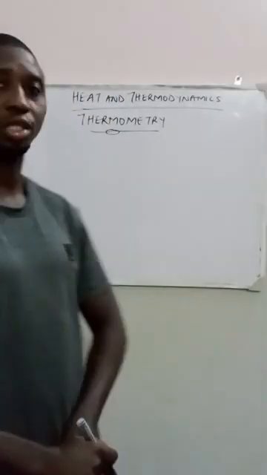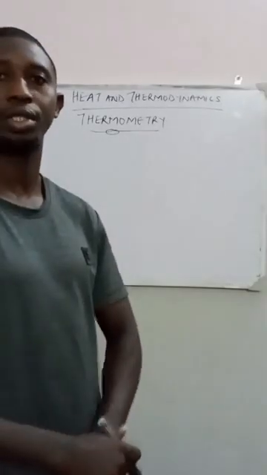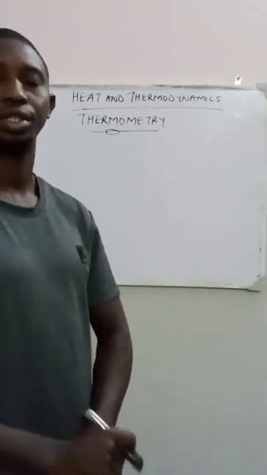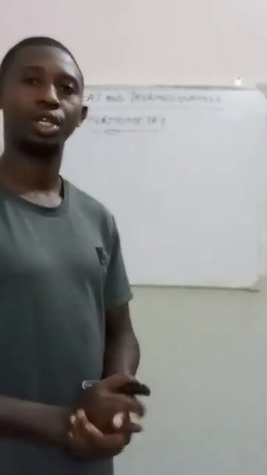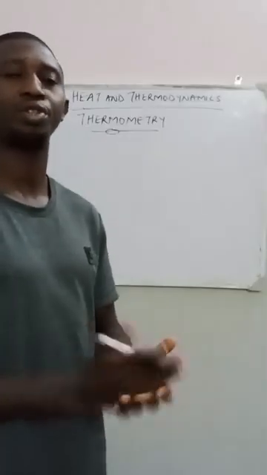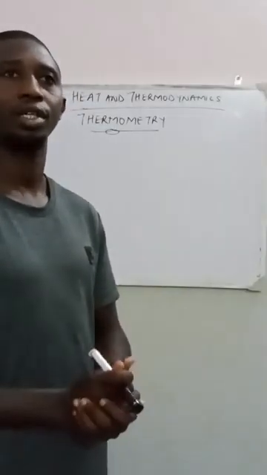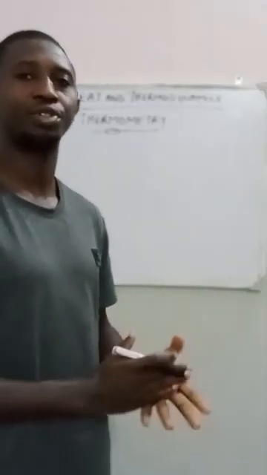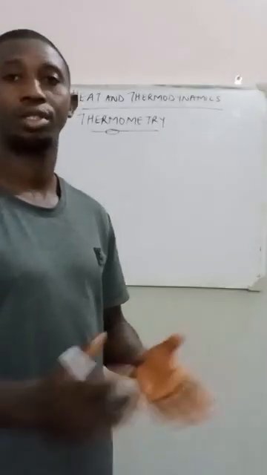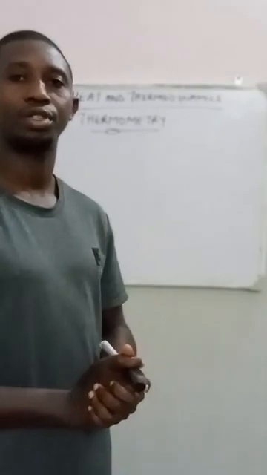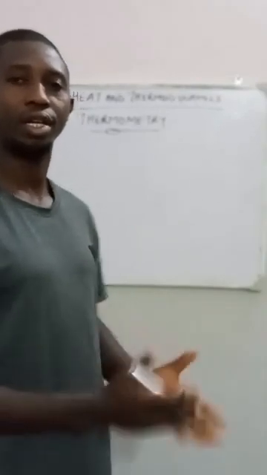Today, we are going to be looking at heat and thermodynamics. The first thing we are going to be looking at under heat and thermodynamics is thermometry. Under thermometry, we are going to be looking at different scales of temperature. We are also going to be looking at thermometers, their thermometric property, and how to convert from one scale of temperature to another, talking about the Celsius scale, the Fahrenheit scale, and the Kelvin scale. So please sit back, relax, and let's enjoy this together.